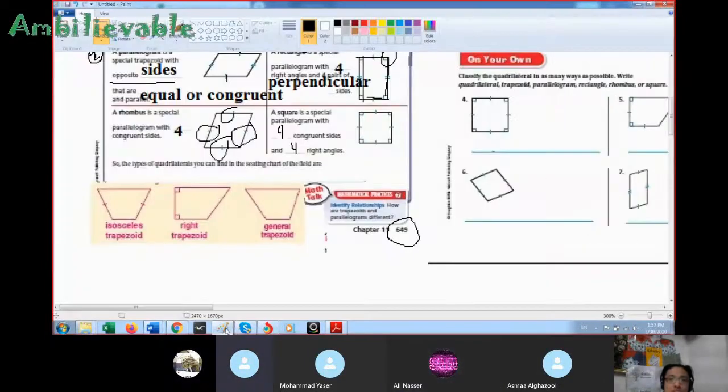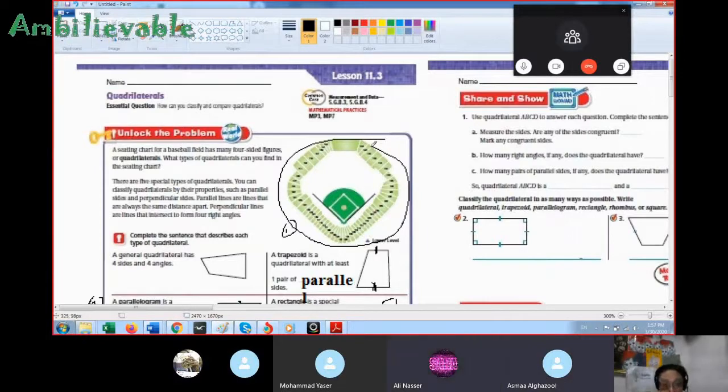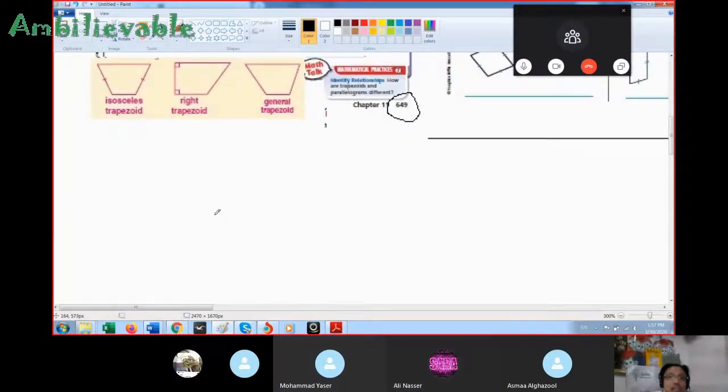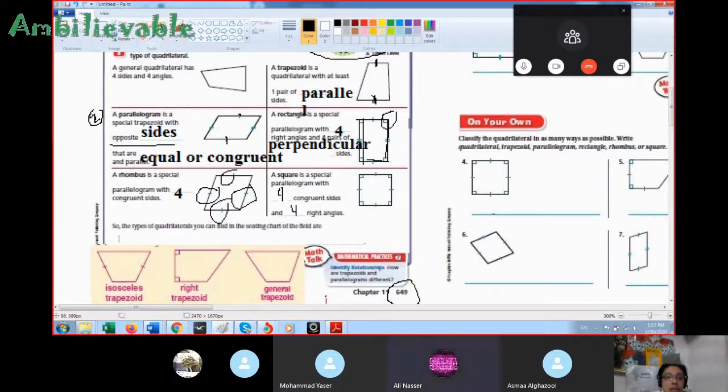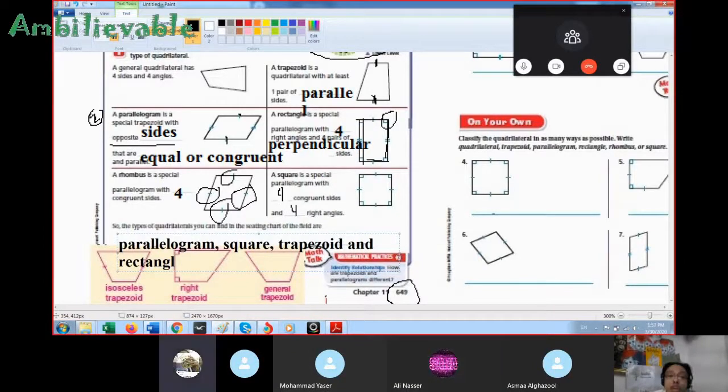What do you think is the shape of this one? Parallelogram. What else? Right angle. We do have square and we do have trapezoid. And we do have rectangles, right? All of them are given. So basically, your answer here: they are parallelogram. They have square. There is trapezoid. And rectangle. Those are the answer.